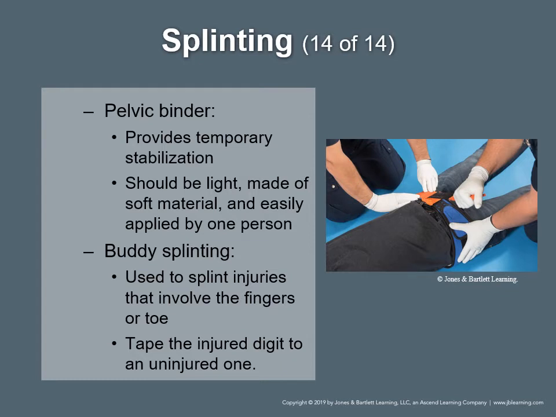Buddy splinting. This is used to splint injuries that involve the fingers or toes. To buddy splint, tape the injured digit to an uninjured one. Place a gauze pad between the digits that are taped together and ensure the tape is not so tight as to cut off circulation.